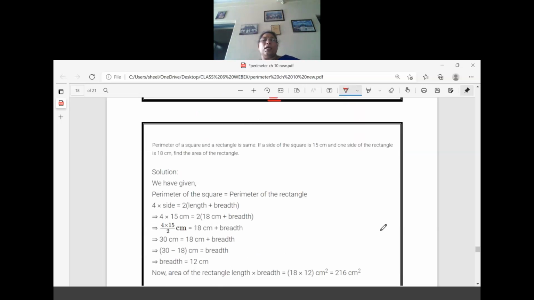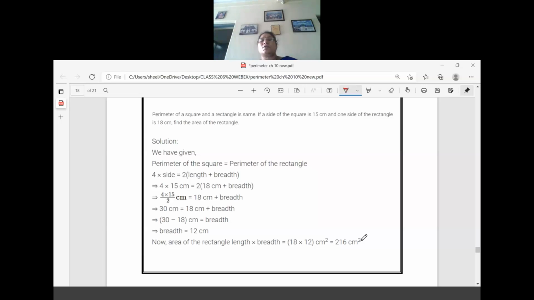So next question: the perimeter of a square and a rectangle is the same, meaning both have the same perimeter. If the side of the square is 15 centimeter and one side of the rectangle is 18 centimeter, find the area of the rectangle.